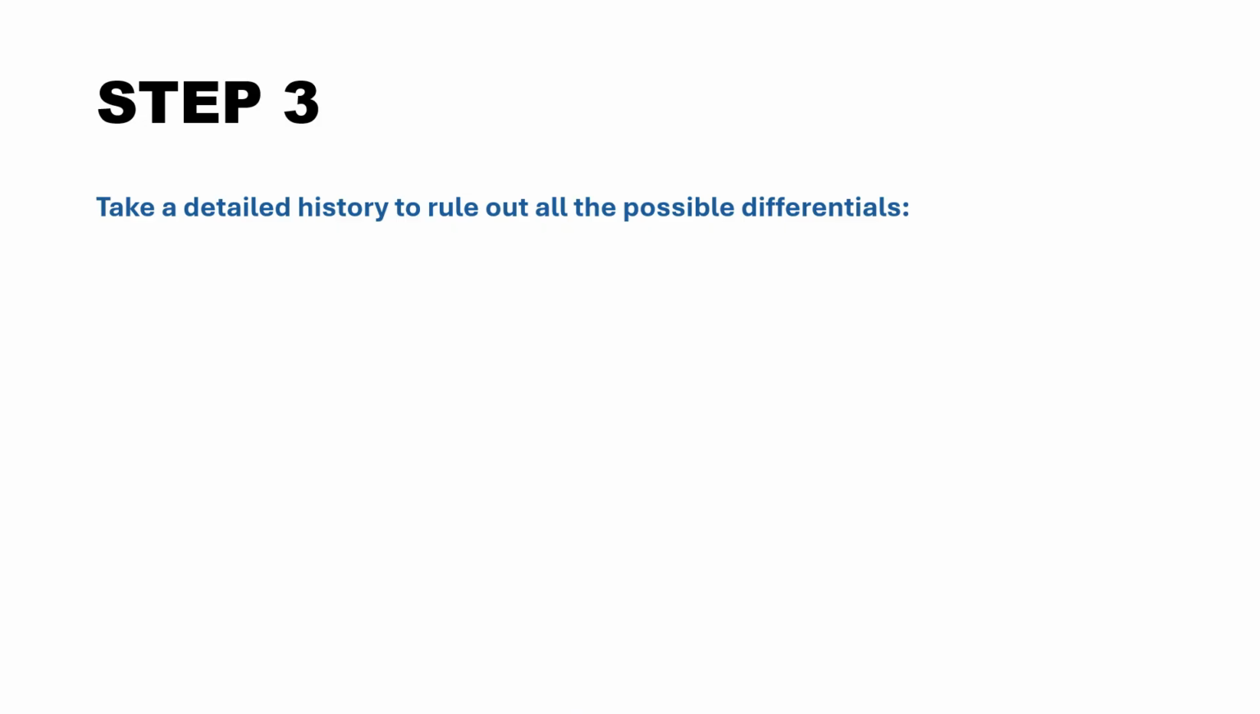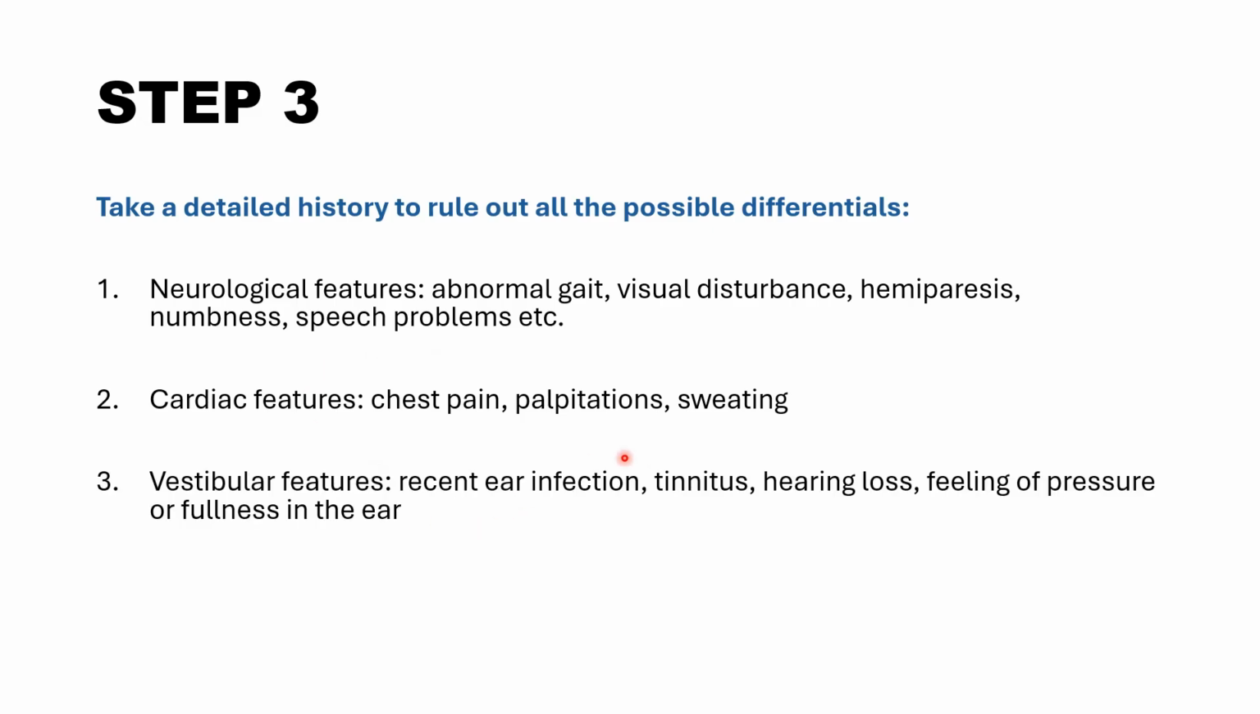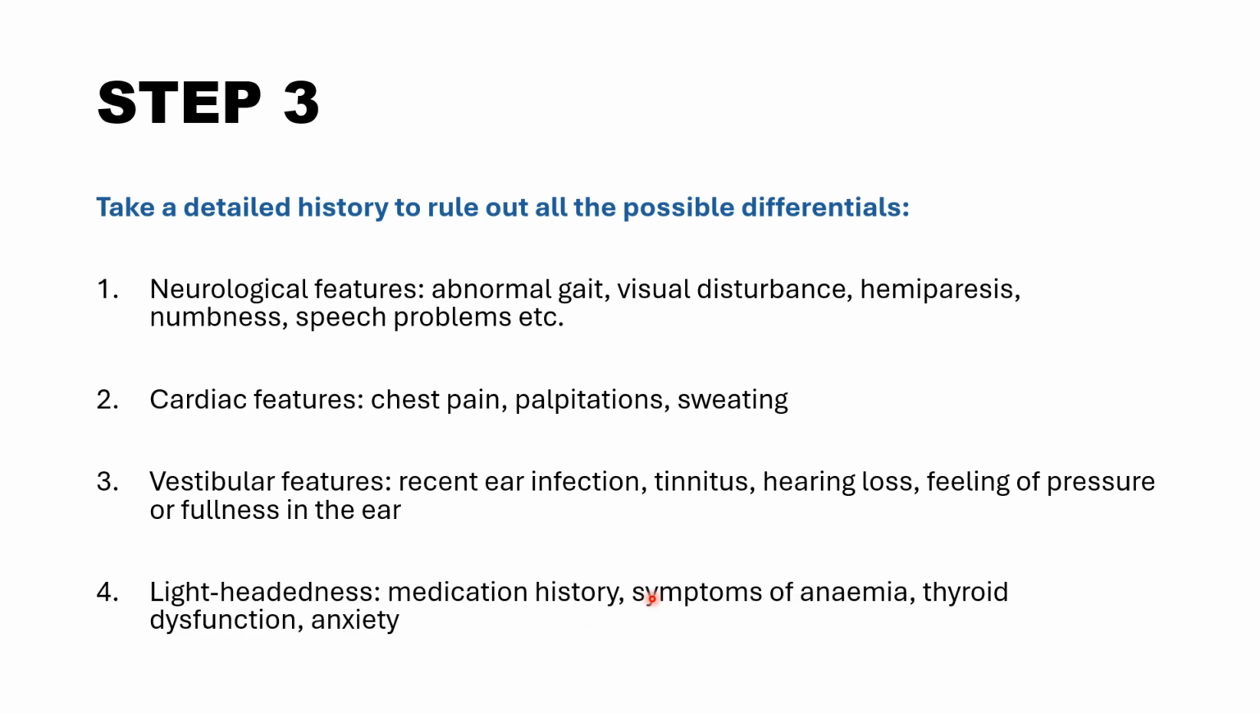The next step is that we have to take a detailed history to rule out all these possible differentials that we just talked about. So first of all, neurological features like abnormal gait, visual disturbance, hemiparesis, numbness, speech problems. For cardiac features, you can ask about chest pain, palpitations, sweating. For the vestibular features, any recent ear infection, do they have tinnitus, hearing loss, any feeling of pressure or fullness in the ear? And finally, you have to ask about the medication history, symptoms of anemia, thyroid dysfunction, and anxiety.